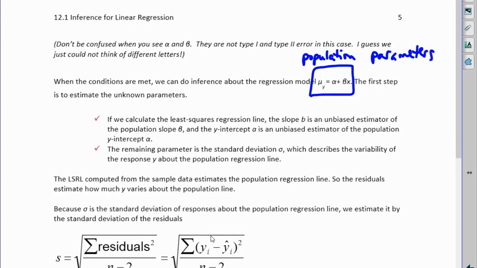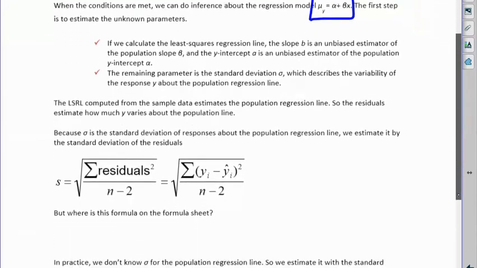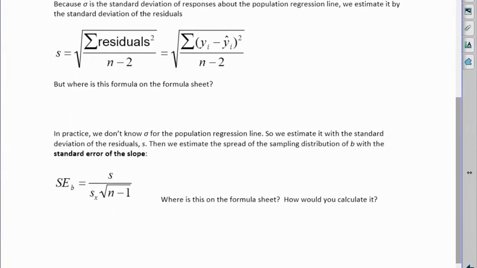But if we're going to do the least squares regression line, we're going to need to know the standard deviation for the slope, because if we're going to find a test statistic or do a confidence interval, we're going to need to know the standard error of the statistic, that's the standard error of the slope. And in order to find this, we can look on our formula sheet. This is the standard deviation of the residuals, and there's that n minus 2 making this unbiased.